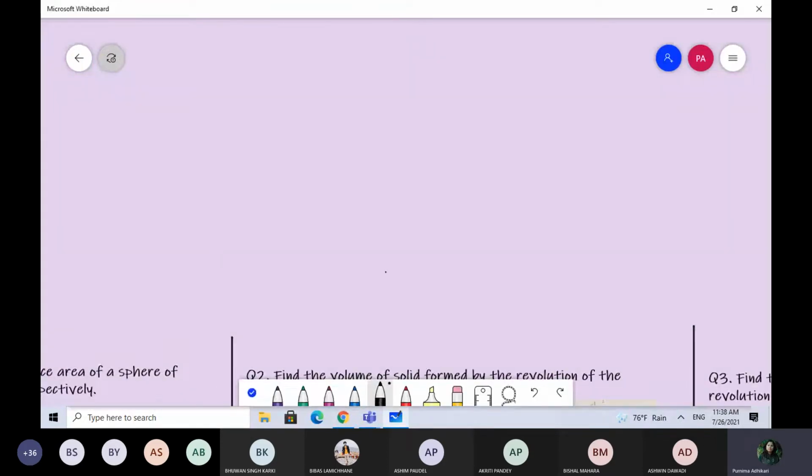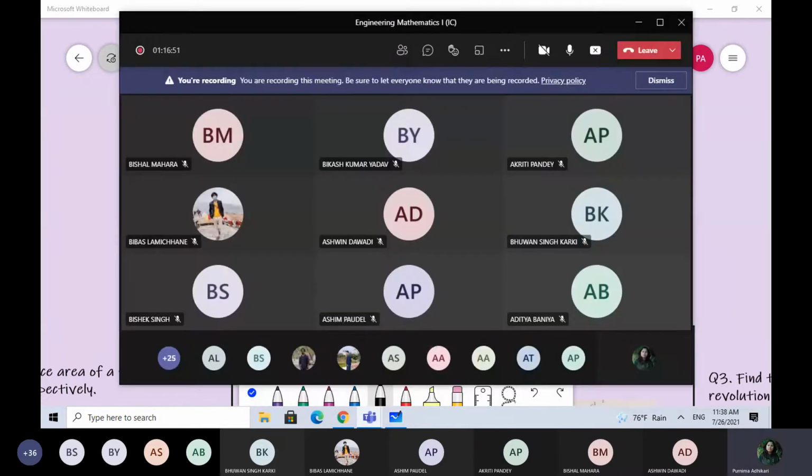Okay, let me ask one question: r equals a(1 plus cos theta). Who will tell me? Let me see. Ashwin?